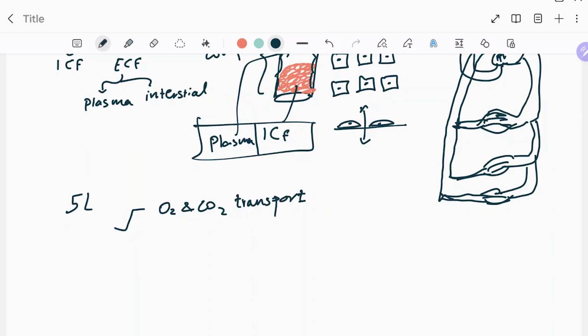So there is a limit. We have a requirement for CO2 in our body, but if we accumulate all the CO2, it's not going to be good for us. Okay, so transport of gases. Then we also transport other things like nutrients, other metabolites, and chemical messengers like your hormones.